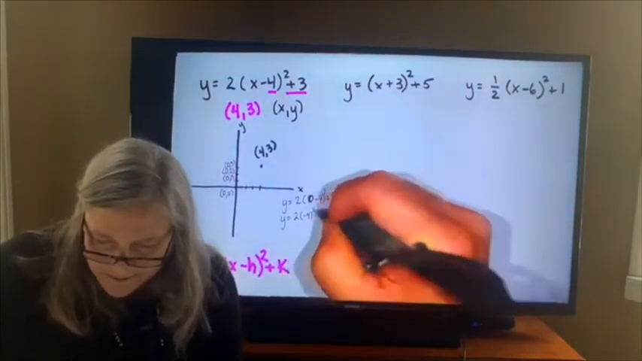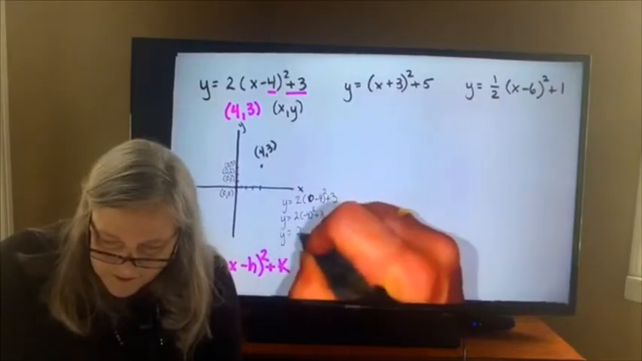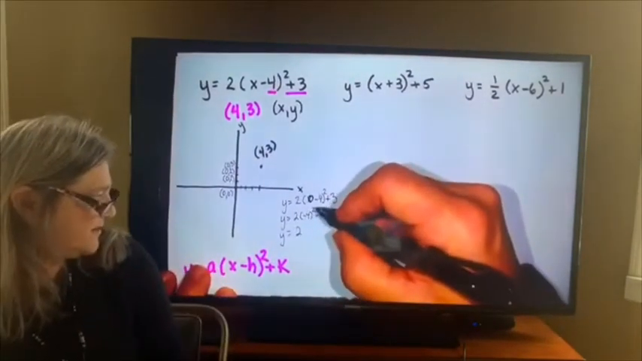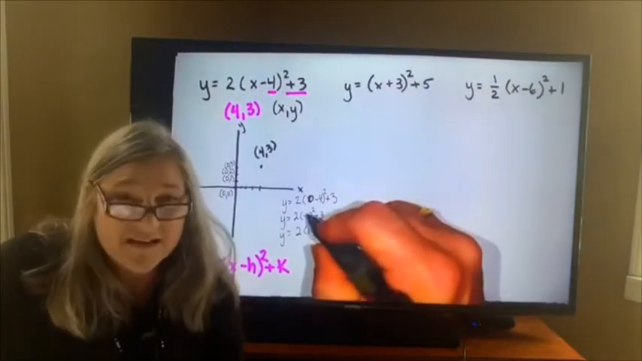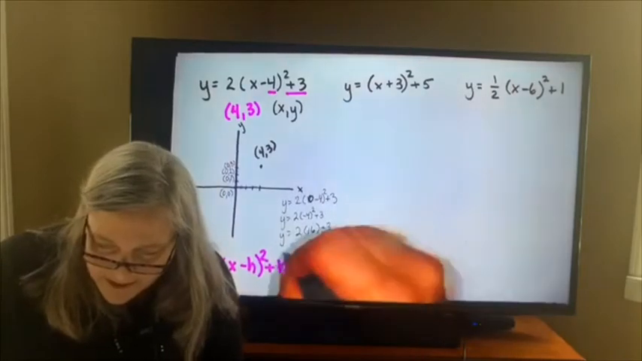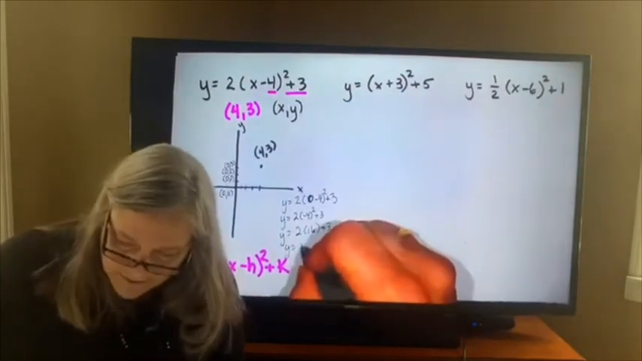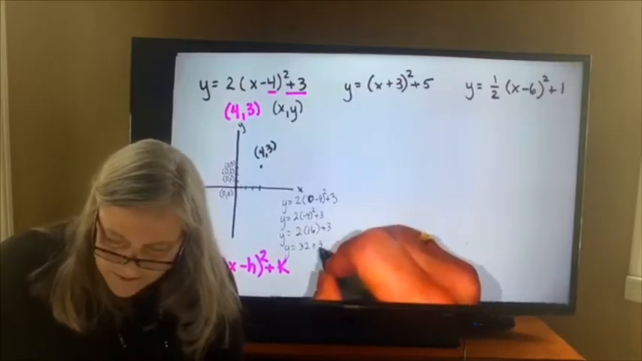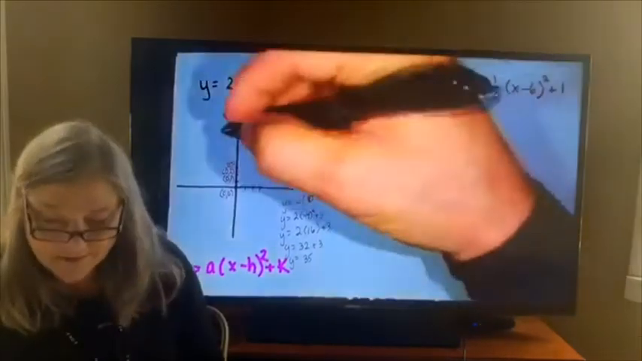But remember, we're going to square that. Plus 3. Now we have 2 times negative 4 squared, which is 16, because a negative times a negative is a positive, plus 3. So 2 times 16 is 32. 32 plus 3 is 35. Holy moly, that's a big number.